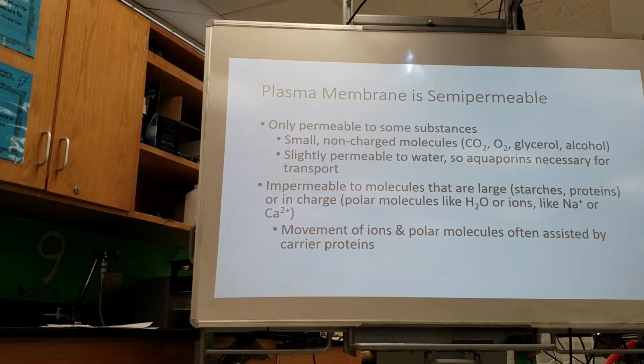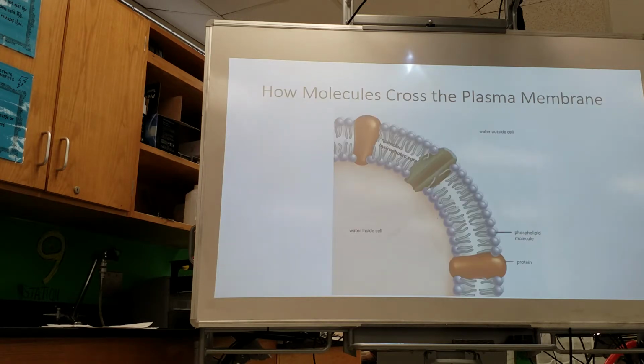If you are large or in charge, as I like to say, so if you're large like a starch or a protein, even sugars like glucose are too big to fit through the plasma membrane. Or if you have a charge, you can be polar like water, or you can be a full-on ion like sodium and calcium. You shall not pass. Those have to be assisted by carrier proteins in order to get across the membrane. And like I said, the membrane has a bit of permeability to water, but it's nowhere near enough to allow you to have that osmotic balance we'll talk about later. So that's why you have aquaporins.